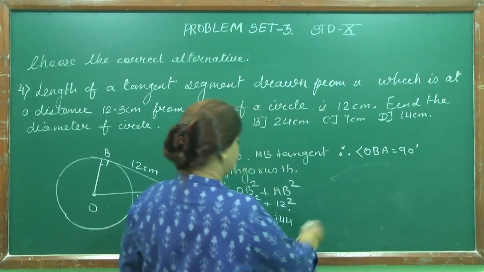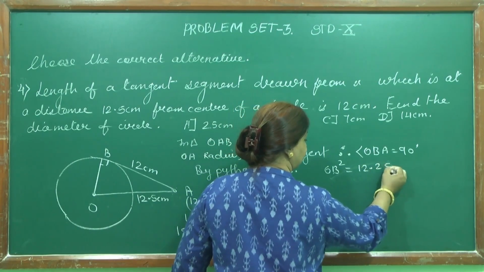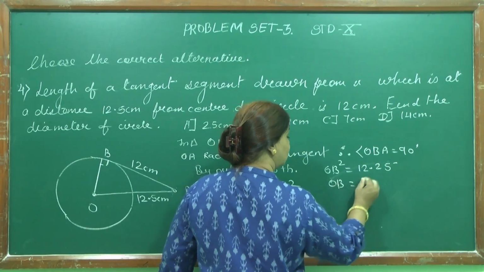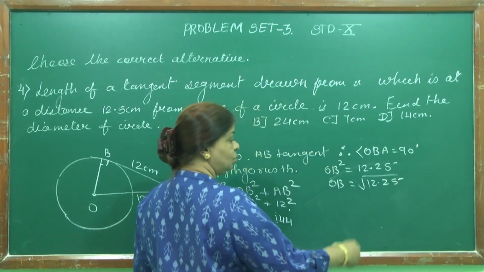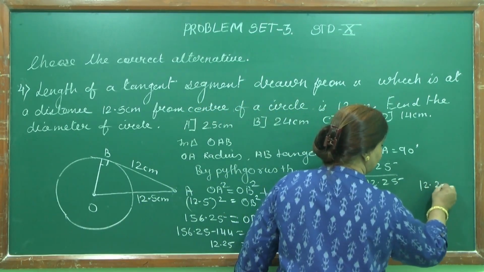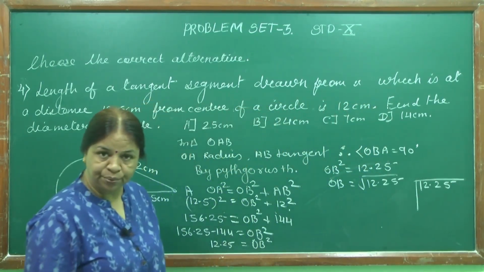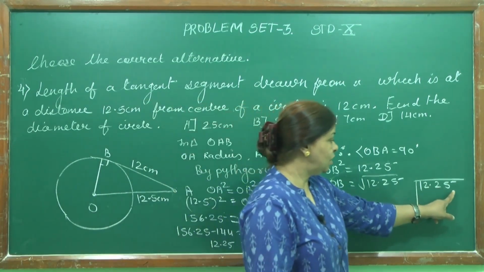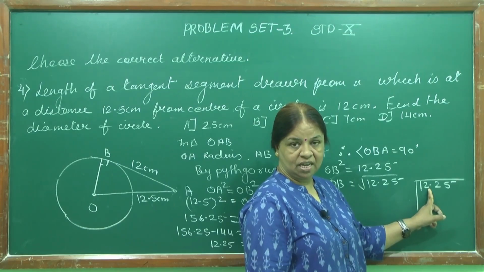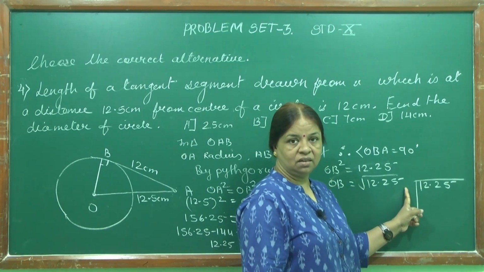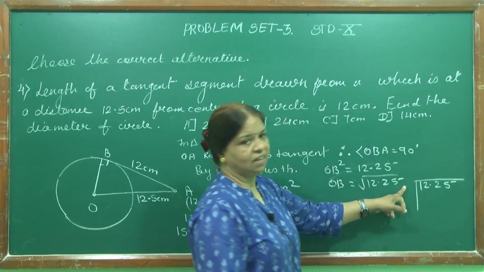How to do that? OB square is equal to 12.25. So OB is equal to under the root 12.25. Now how to find the square root of 12.25? You know, by long division method you can do. Here there are 2 digits and here there are 2 digits. So I will select the first 2 digits, and if I am writing any number here, I need to multiply with the same number. Suppose I am writing here 1.